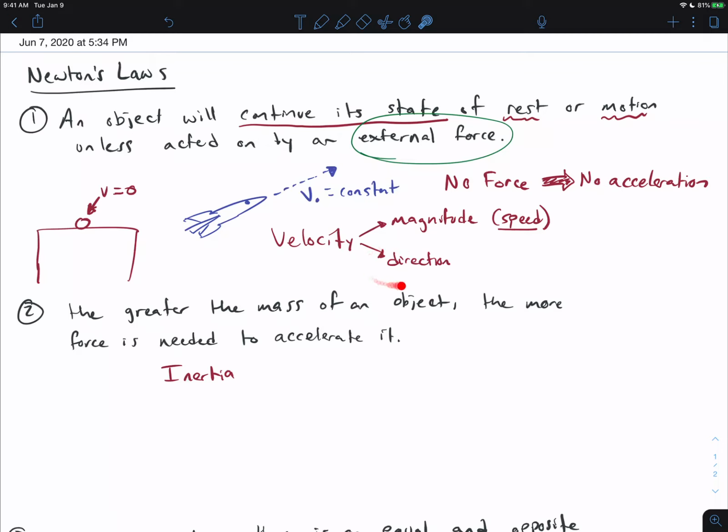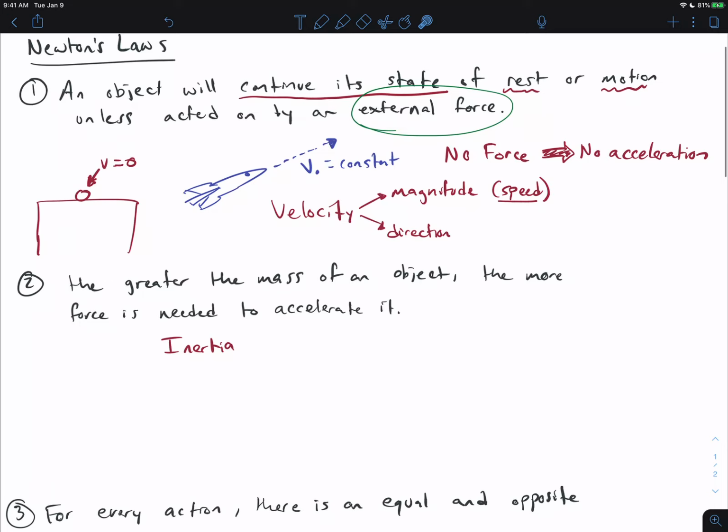If I change my direction without changing my speed, I'm also accelerating, okay? So just something to keep in mind for you guys. So next, let's go and talk about the case when we do have force, okay? If we do have an external force, then what's going to happen? Well, our second law will cover this.